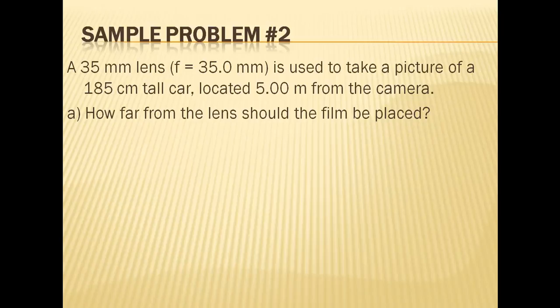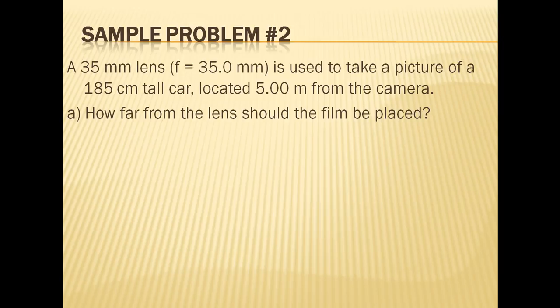So we're taking a picture of a car and they give us the distance that we are from the camera. How far from the lens should the film be placed? So you need the film to be in the correct spot in order to have a focused image, and that's part of what you're doing in a camera. If you have the old school camera where you have to turn the lens to focus it, that's what you're actually doing, you're changing the distance between the lens and the film in order to get a focused image.